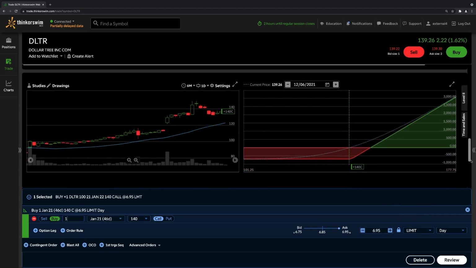Thinkorswim Web takes essential tools from Thinkorswim Desktop and makes them easier to access and even easier to learn. Though the web version is a little different than using the desktop, it has a lot of the powerful options trading functionality Thinkorswim is known for.